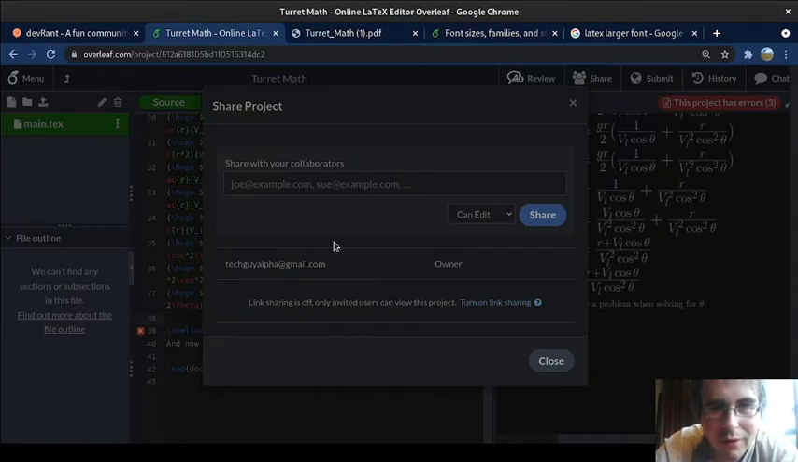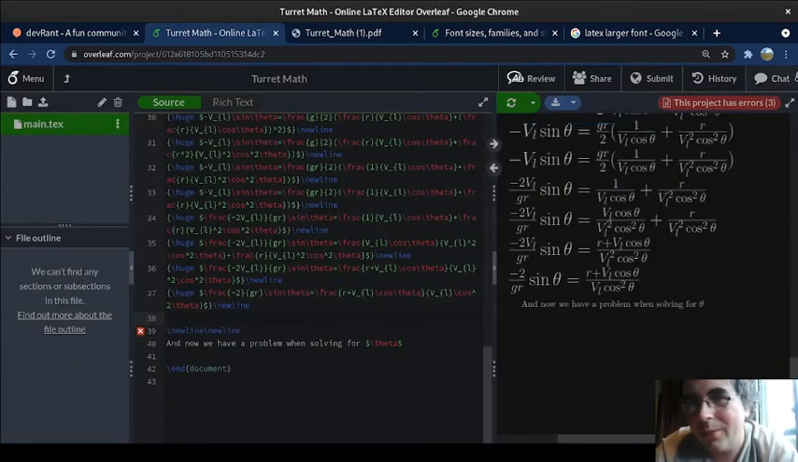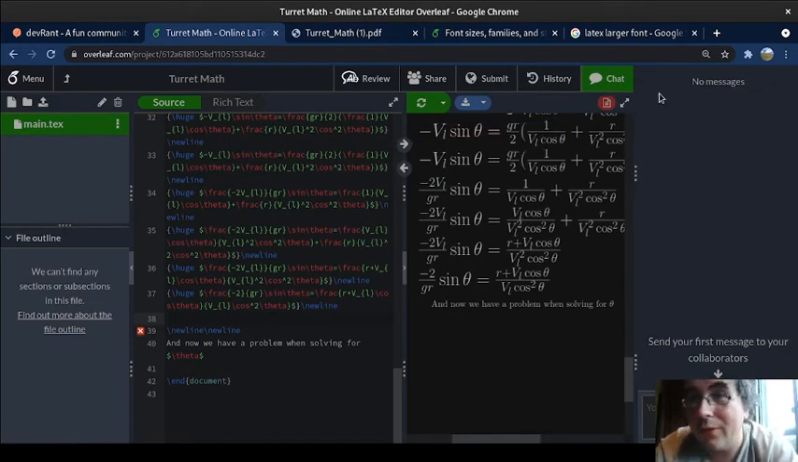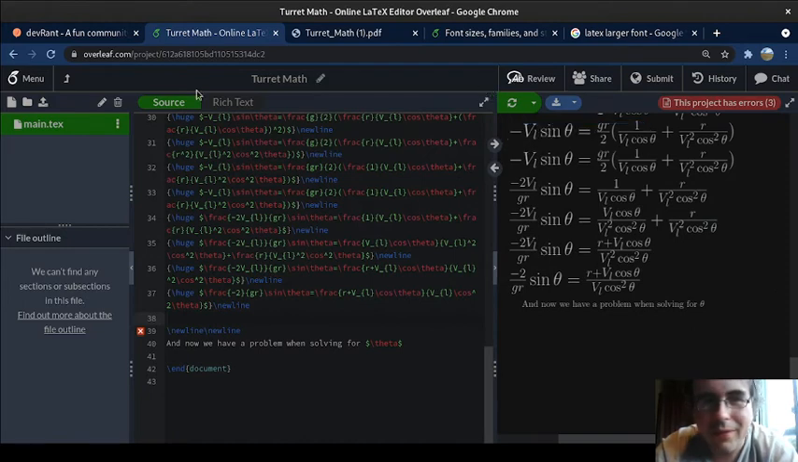What am I doing? Share with your collaborators. Oh, it looks like you can add people to this project, other people to help you edit. And what's this chat for? Sent to your collaborators. It's cute. They made a collaboration tool that probably no one would ever use. They'd be talking in Slack or some other tool.